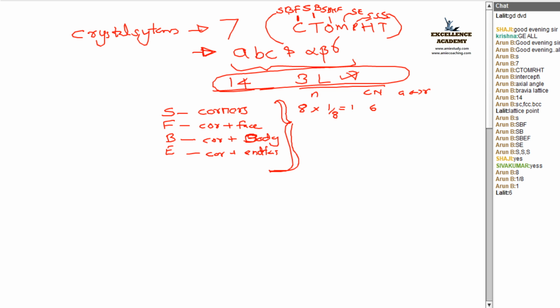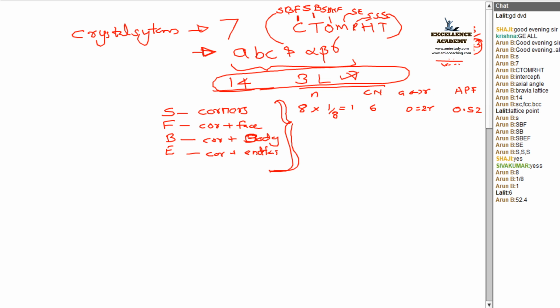What is the relationship between a and r? a is equal to 2r, isn't it? And what is APF? Volume of atoms in a unit cell divided by volume of the unit cell, right? We consider the atom as a sphere, 4/3 pi r cube, divided by the volume of the unit cell. Here it is a cube, so it is a cube. Replace a in terms of r. You got the answer as 0.52 for simple cubic, isn't it?